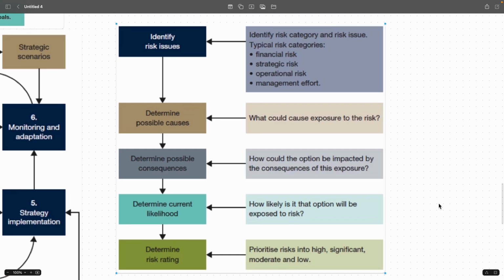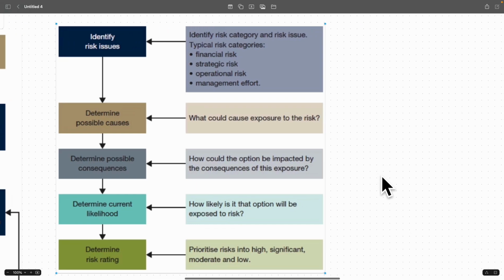If you look at it, you identify the risk issues in terms of financial risk, strategic risk, operational risk, or management effort. Management may not put in the right effort. Determine the possible cause, where the risk arises, where the risk comes from. Determine the possible consequences of the risk. Consequences is in terms of impact. Where is it going to be impacting? Then you determine the current likelihood of the risk. What is the chance of the current risk? Then you determine the risk rating. Likelihood is the probability, consequences is the dollar value.